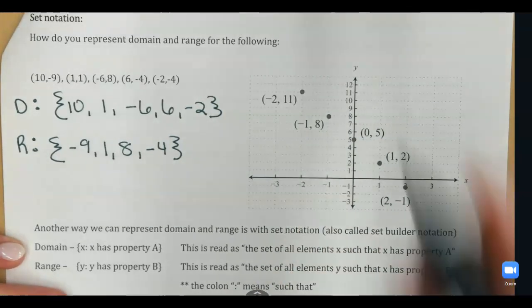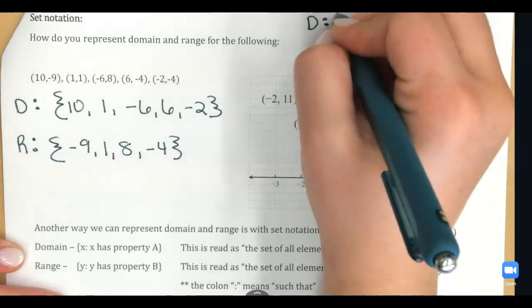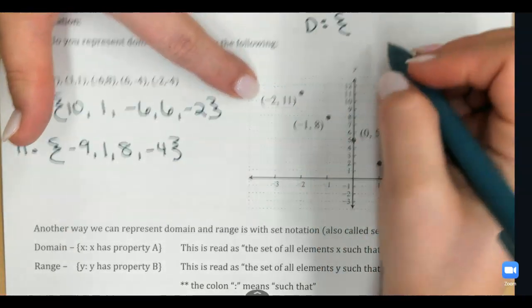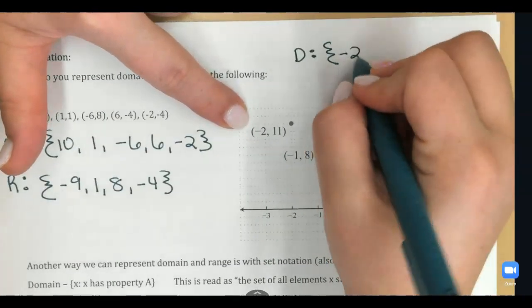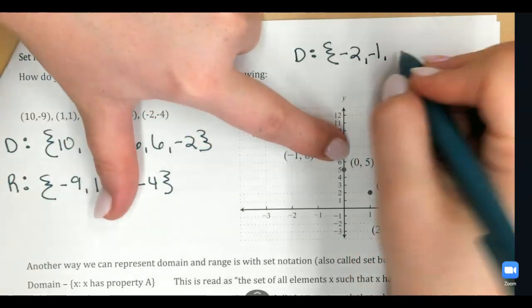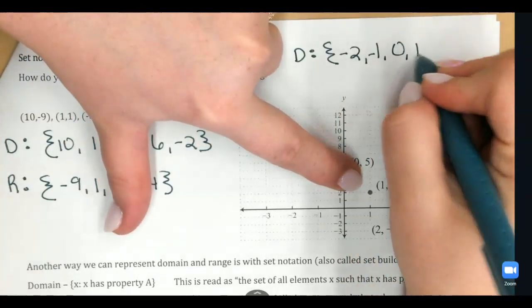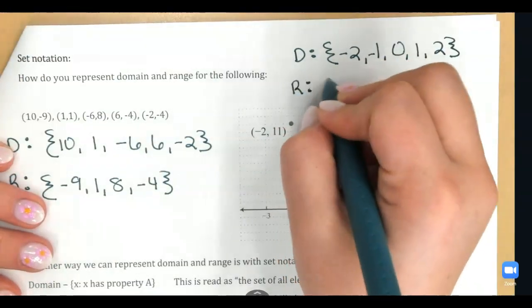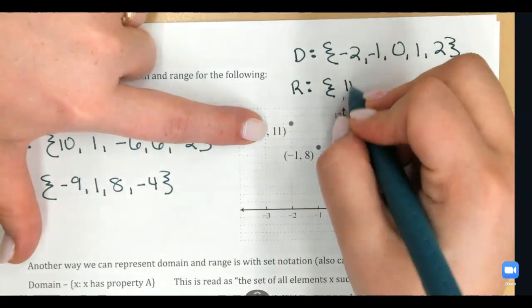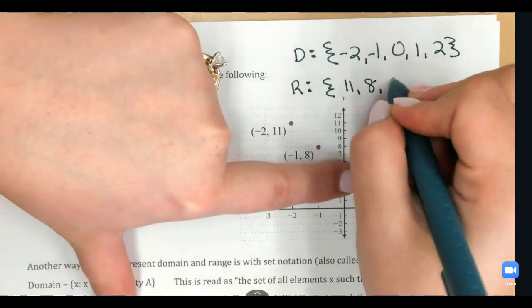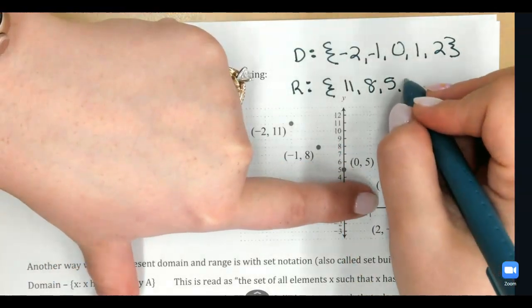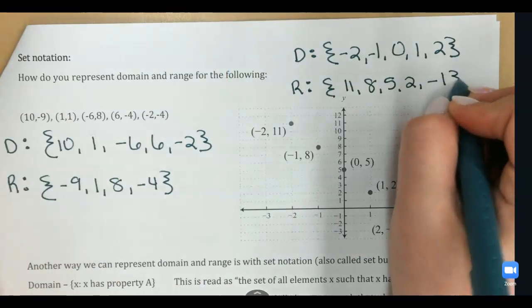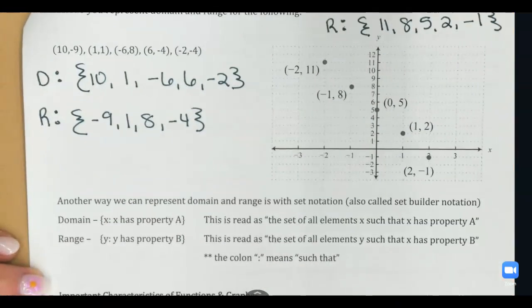For this next one on the graph, same thing, squiggly bracket, I've got x coordinates, -2, -1, 0, 1, and 2. For my range, my y values are 11, 8, 5, 2, and -1. So that is called set builder notation.